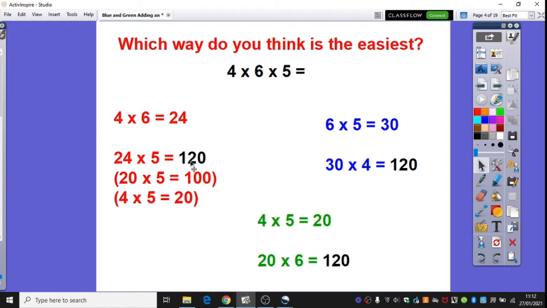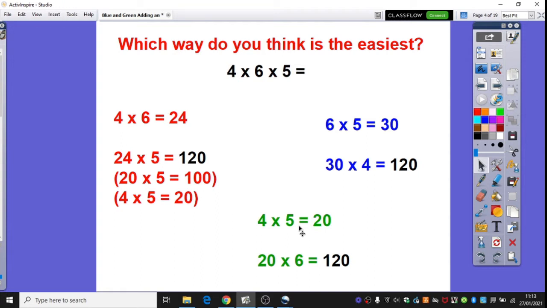Okay. Then I did it in a slightly different order here in blue. This time I actually started with the 6 times 5. So I had 6 times 5 was 30, multiplied by 4. I know that 3 times 4 is 12, so 30 times 4 is 120. And finally down the bottom here, 4 times 5 is 20, and then I had 20 multiplied by 6. I knew that 2 times 6 was 12, so 20 times 6 was 120. And I want you to just think about which one do you think is the easiest?